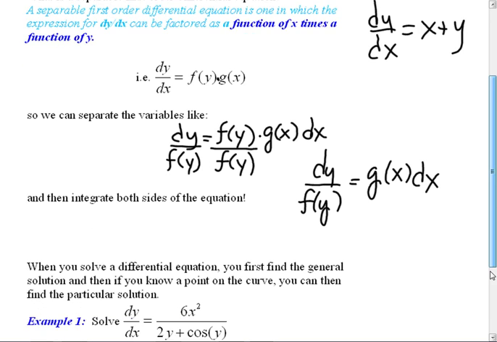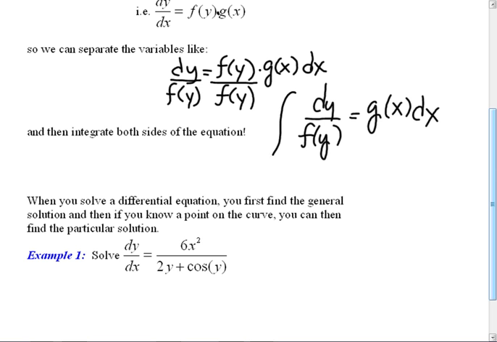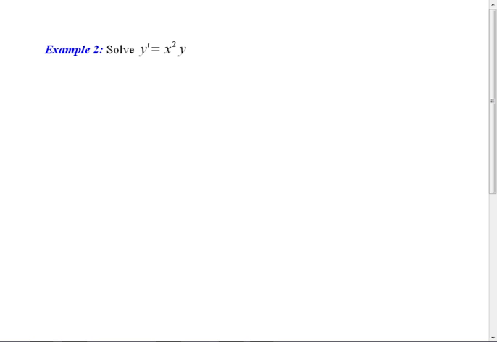Okay. Then we just integrate both sides. You know what? I don't even think I want to do the example. I'd rather just go to some AP problems. And that one's just not even that interesting. This one's a nice one because it's similar to AP problems. I didn't like the first one very much. So let's do this one.